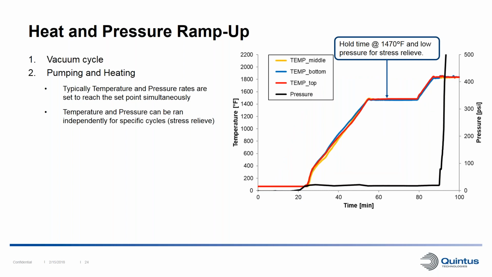However, it is also possible to control the temperature and pressure independently of each other. In the example to the right here, a stress relief step has been incorporated into the HIP cycle. We start with a low constant pressure, but we increase the temperature to a predefined temperature and hold there for some time, and then we increase the temperature again. When the temperature has reached its set points, the pressure will be increased.